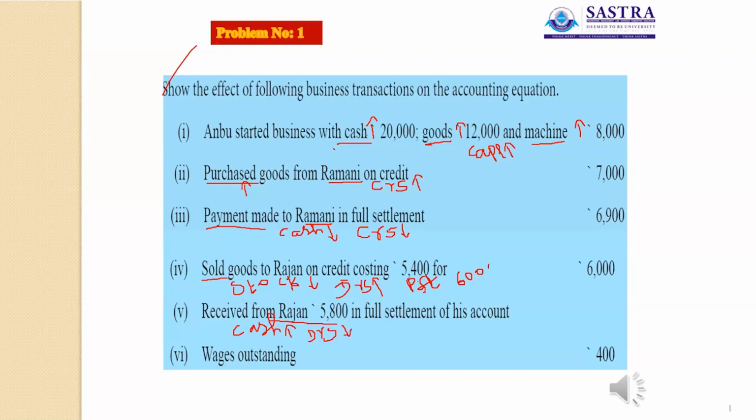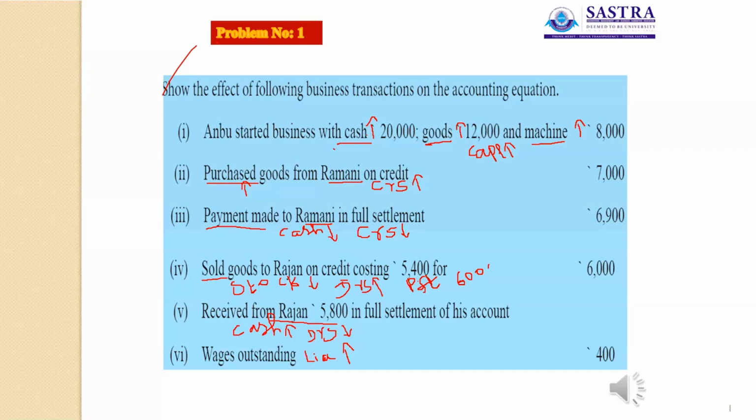Then wages outstanding, that is a liability, so liability increase, and that amount is deducted from the amount of capital. So the wages outstanding is deducted from the amount of capital. So this is the procedure for recording the business transactions on the accounting equation.